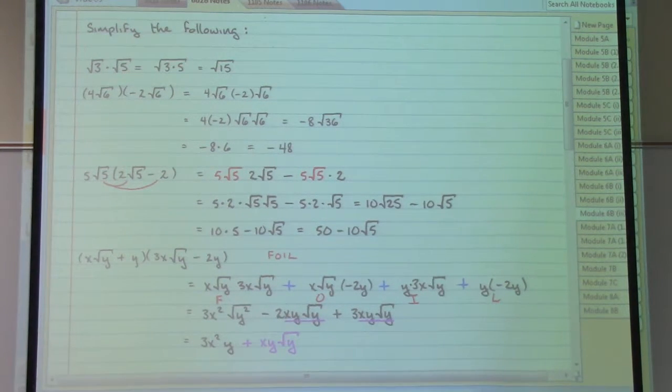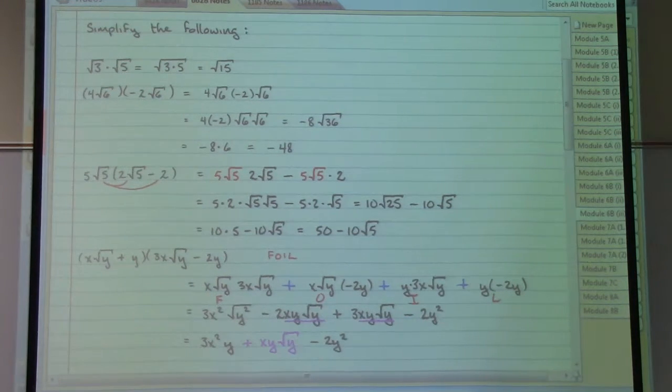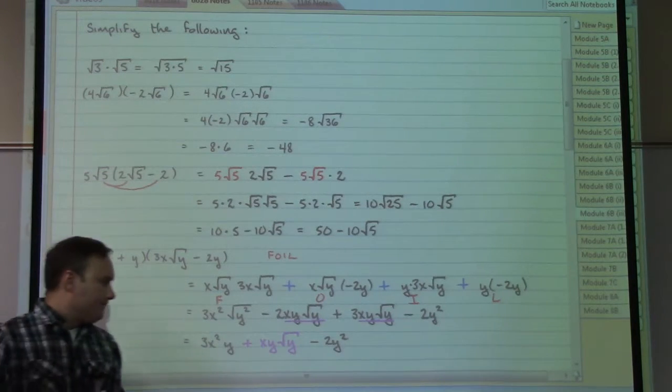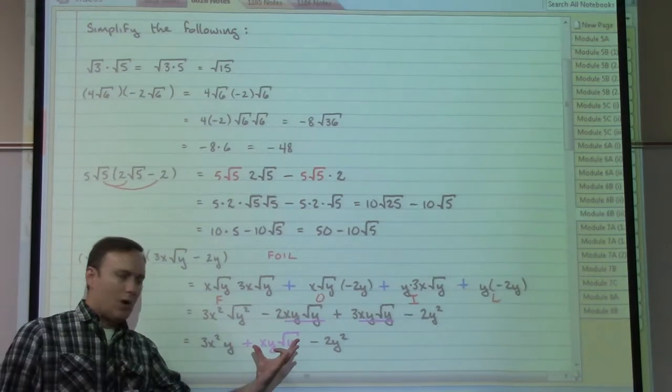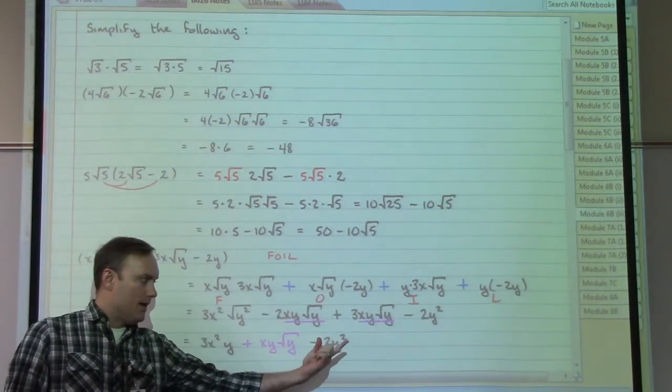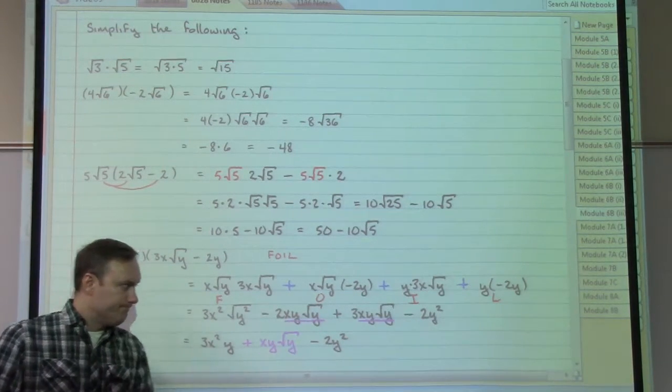The L at the very end ends up being a minus. And since there are no square roots, that behaves in exactly the same way that we're accustomed to. So that final answer there: 3x squared y plus xy square root y minus 2y squared.